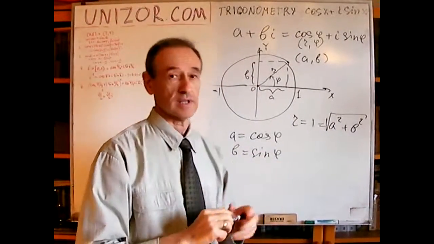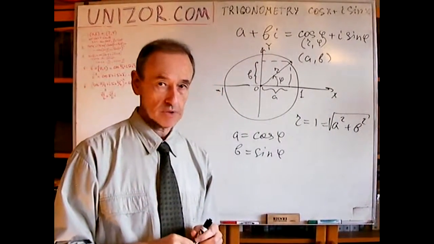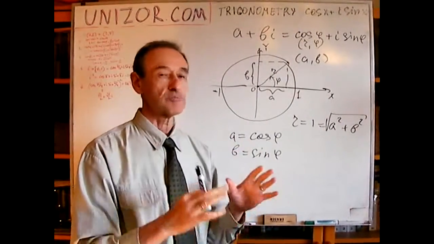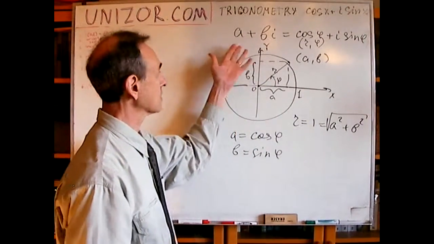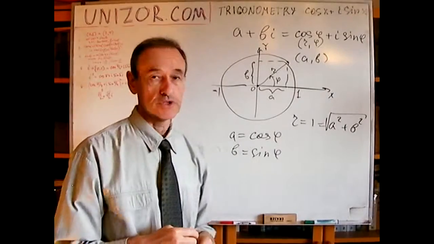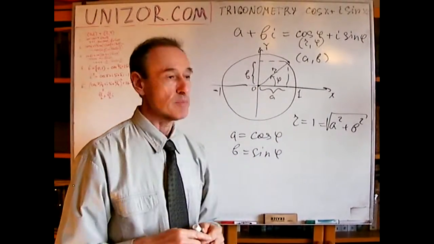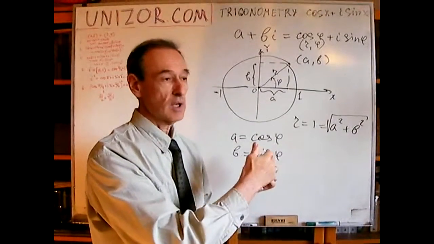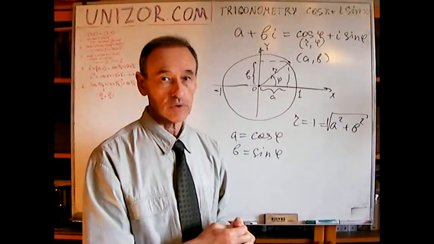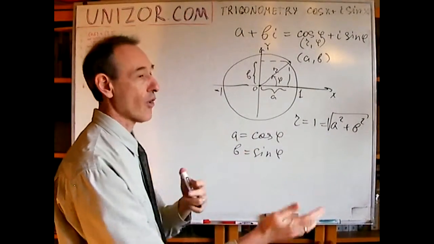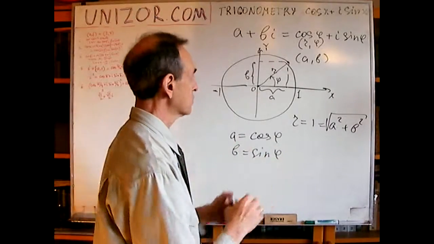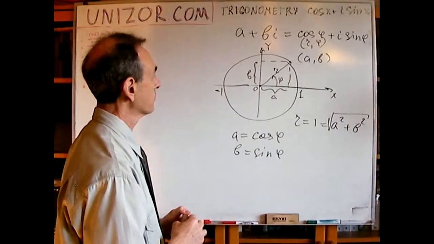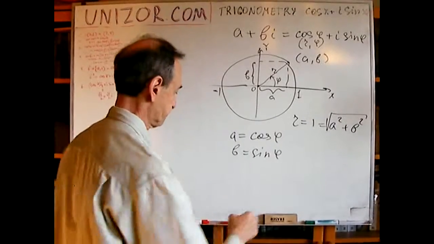Well, this is the first connection with trigonometry. But this is just a connection based on definition. We're just expressing one particular way of describing our complex number with another, the Cartesian system and the polar system of coordinates. It's just a conversion from one system to another. No big deal. But here is a big deal.